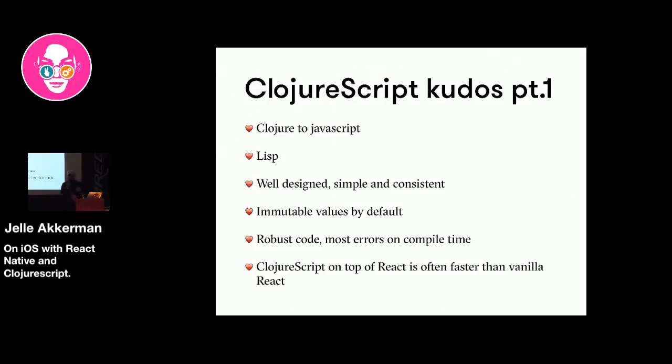Another cool thing about Clojurescript, if you would use it with React or React Native, is that it's often faster than normal JavaScript. Because of all these immutable values, you can really quickly check for changes. But also because the code is advanced compiled, which means that it optimizes a lot of things for you.